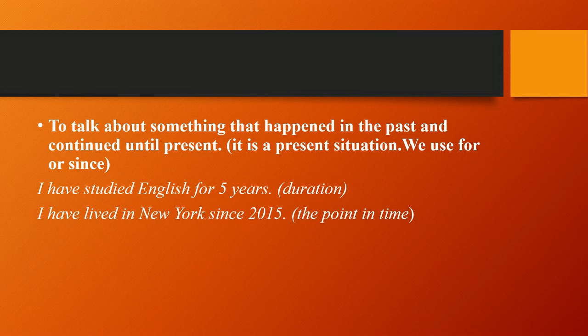And remember that we use for when we want to talk about the duration of the time that something happened, and we use since when we want to talk about the exact point in the past when the action started. For example, I can rewrite my sentence like that. I can say, how long have you lived in New York? And the answer would be, I have lived in New York since 2015, or I have lived in New York for 10 years.